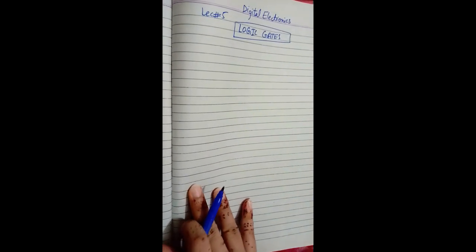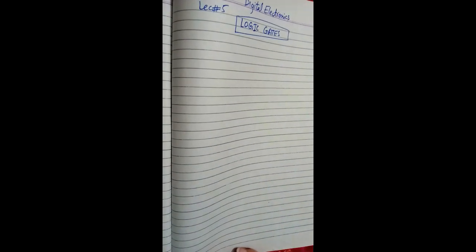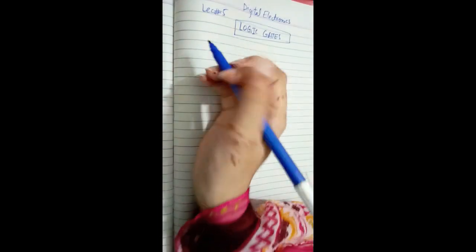Today we will start lecture 5 of our course Digital Electronics, and today's topic is logic gates. In this we will study the gates AND, OR, NOT, NAND, NOR, XOR and XNOR. Okay, we will start our topic with the gate that is AND.